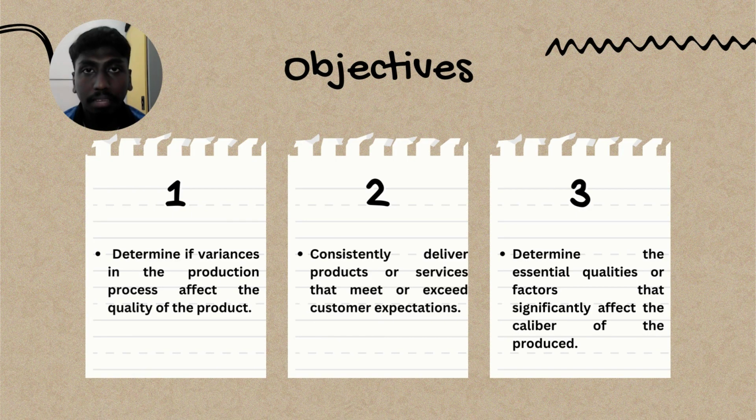As for our objective in our assessment, we need to determine the variance of the production process that affects the quality of the product, to consistently deliver product or service that meets or exceeds customer expectation. And finally, we need to determine the essential quality factor that significantly affects the caliber of the product.